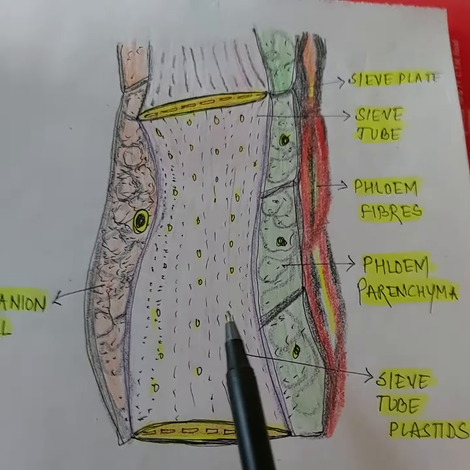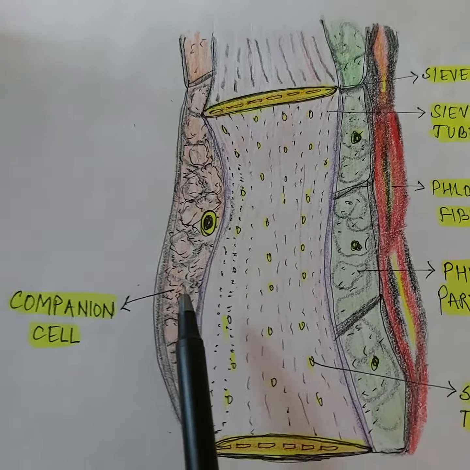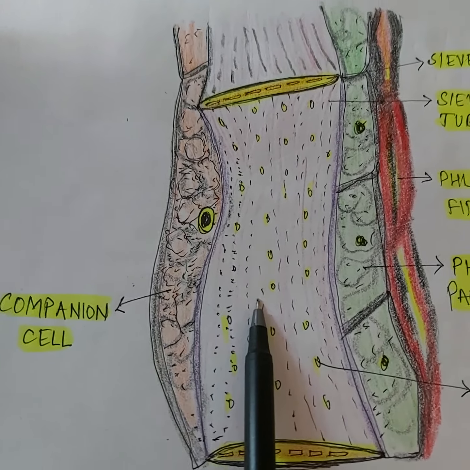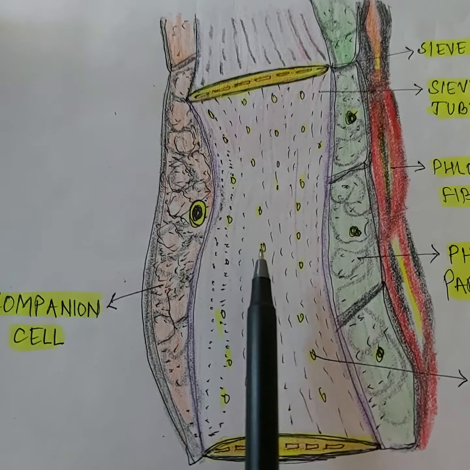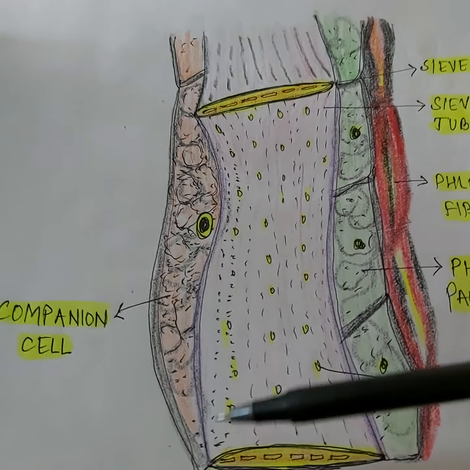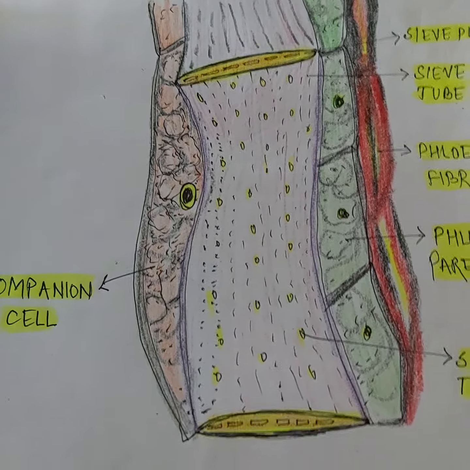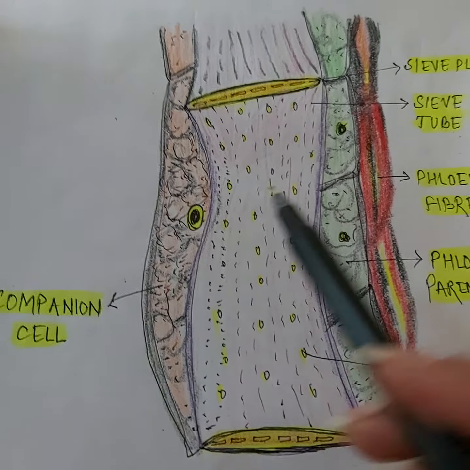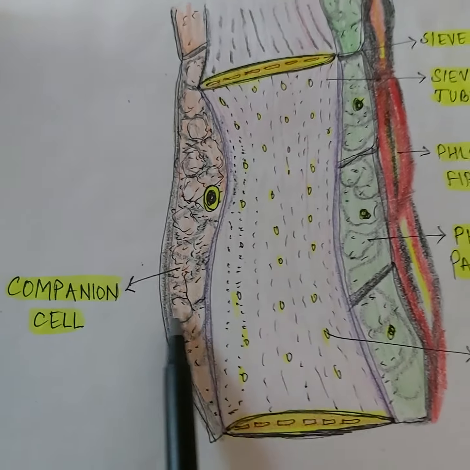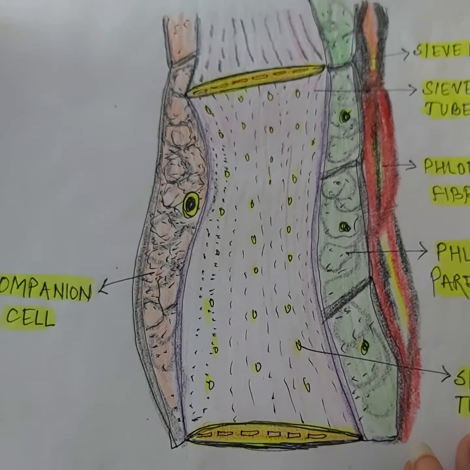The second type of cell forming this complex tissue is the companion cell, which is just adjacent to the sieve tube or the main conducting element of phloem. You can see that vertical conduction of food takes place through the sieve tubes. The lateral conduction of food takes place through the companion cell which is lying adjacent to the sieve tubes.